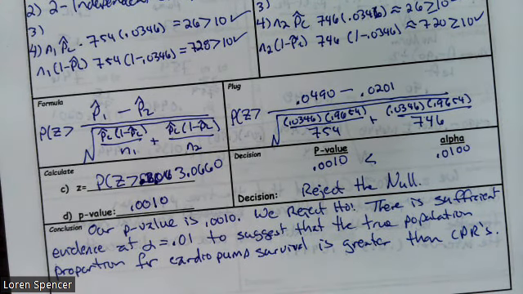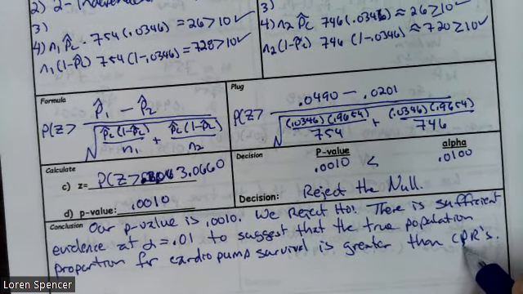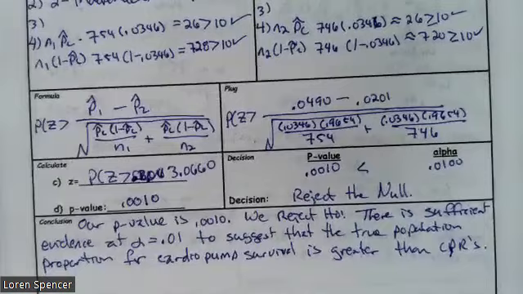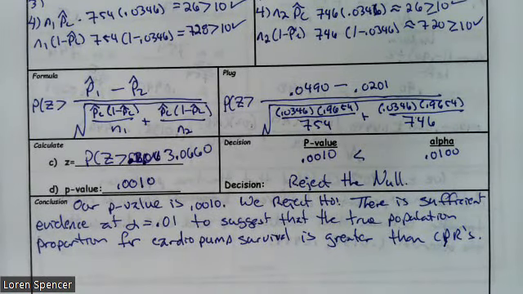All right, our p-value is 0.0010. We reject H0. There's sufficient evidence at alpha equal 0.01 to suggest that the true population proportion for cardio pump survival is greater than CPR. In other words, we just said that cardio pump does a better job at saving heart attack victims than CPR does.